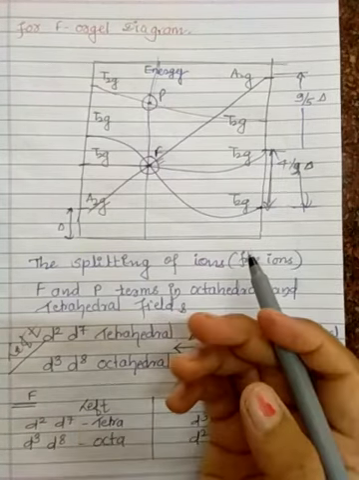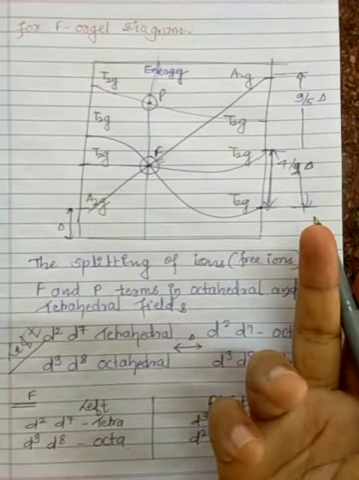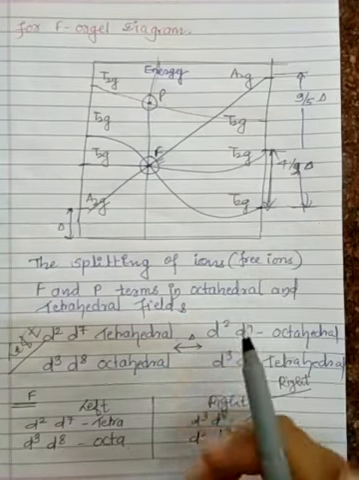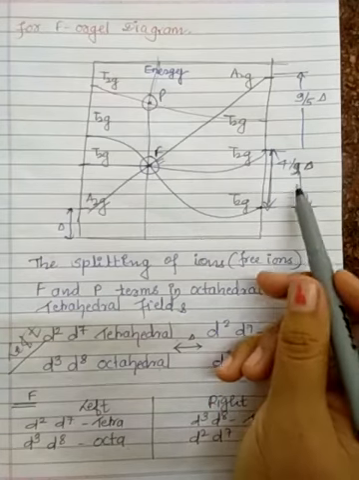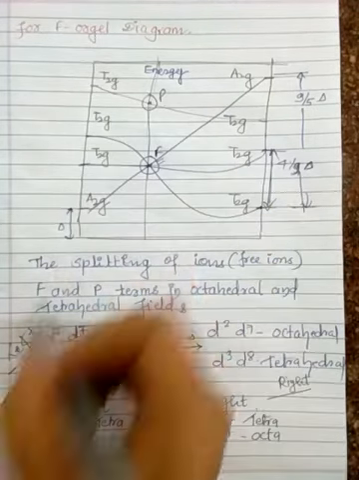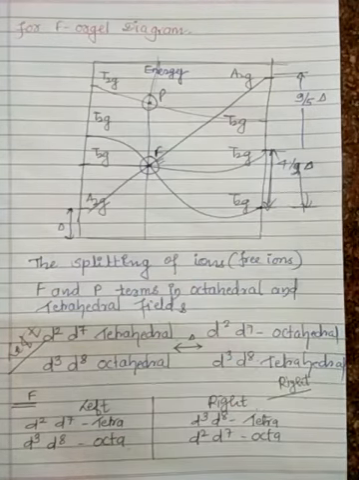The magnitude of splitting is quite different for the two types of complexes because delta T is approximately how much? 4 upon 9 delta naught, isn't it? So this is all about the F Orgel diagram, and another one is the D Orgel diagram. Let me tell this whole part once again so that you can understand it properly.